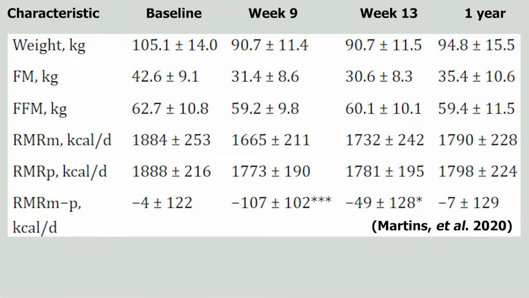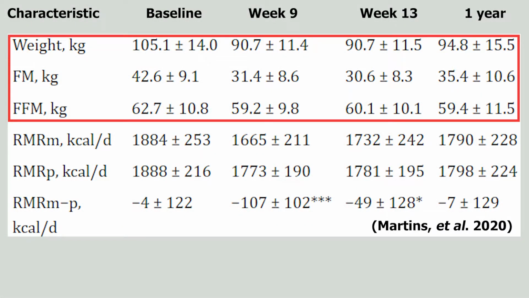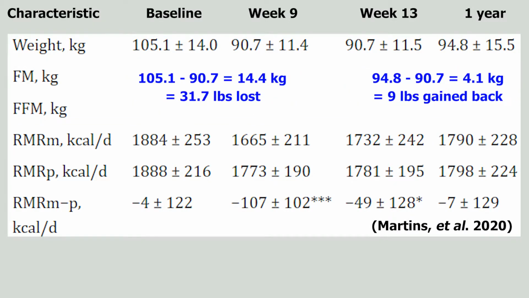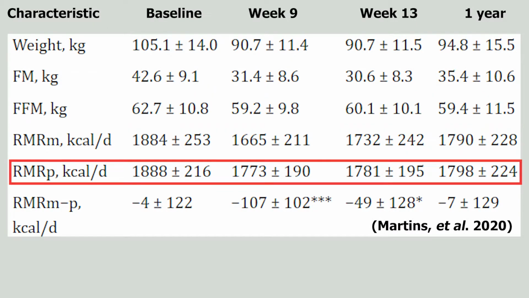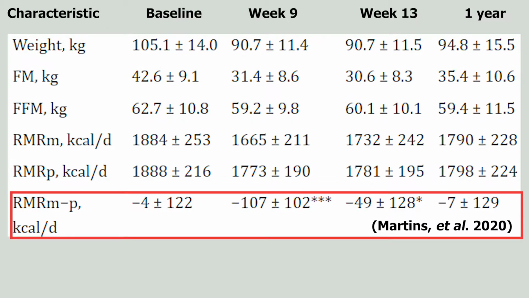The first 3 rows of this table show the body weight, fat mass, and fat-free mass respectively. The participants lost a lot of weight the first 9 weeks, maintained their weight loss over the next 4 weeks, and then experienced a small amount of weight regain by the 1 year time point. The fourth row shows the measured resting metabolic rate, while the fifth row shows the predicted resting metabolic rate based on changes in organ tissue size. The last row shows the actual adaptive thermogenesis, calculated by subtracting the prior two rows.